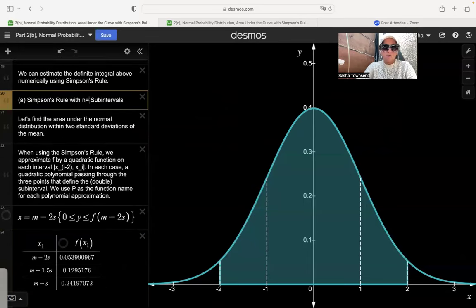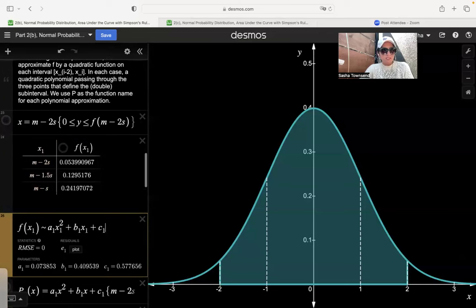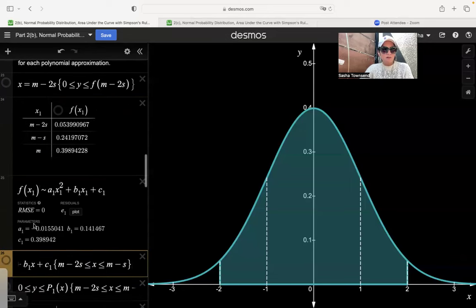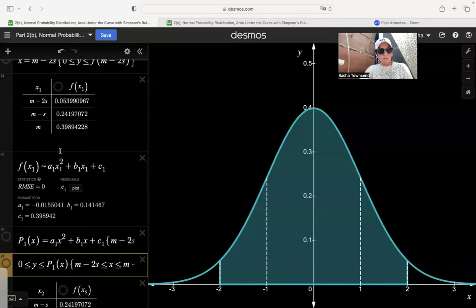This was actually for n equals 8 subintervals. So I'm going to try to do this again with n equals 4 subintervals. With n equals 4 subintervals, we want our x values to be the mean minus 2 standard deviations, and then the mean minus 1 standard deviation, and then just the mean. And then we've got our function values there. And then we want to approximate f with just a second degree polynomial function. So we're using that tilde. That's how we code the regression functions in Desmos.